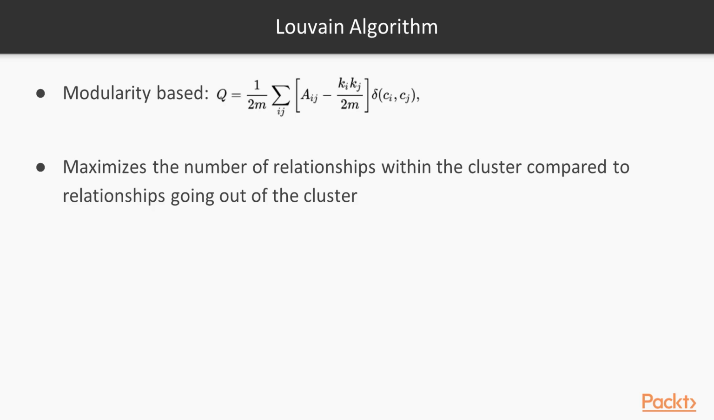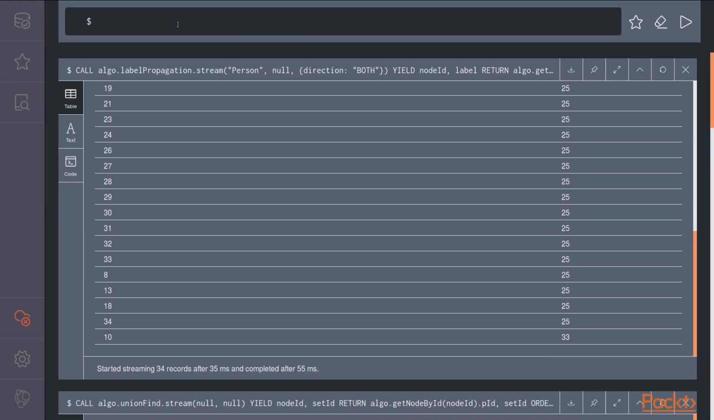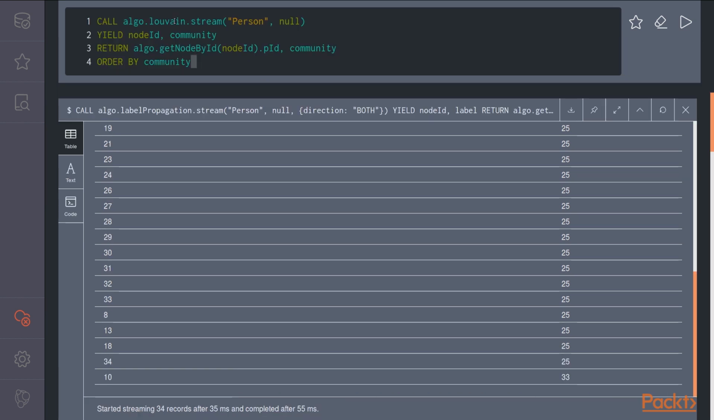The last algorithm we are going to describe now is the Louvain algorithm. Its aim is to maximize a quantity called modularity, which represents the number of relationships within a group compared to external relationships. To run the Louvain algorithm in Neo4j, we just have to call the Louvain procedure that will return a node and a community label.